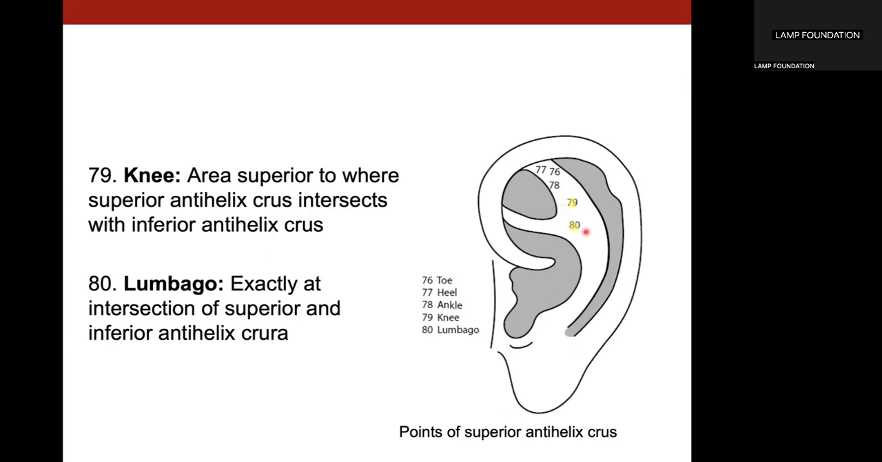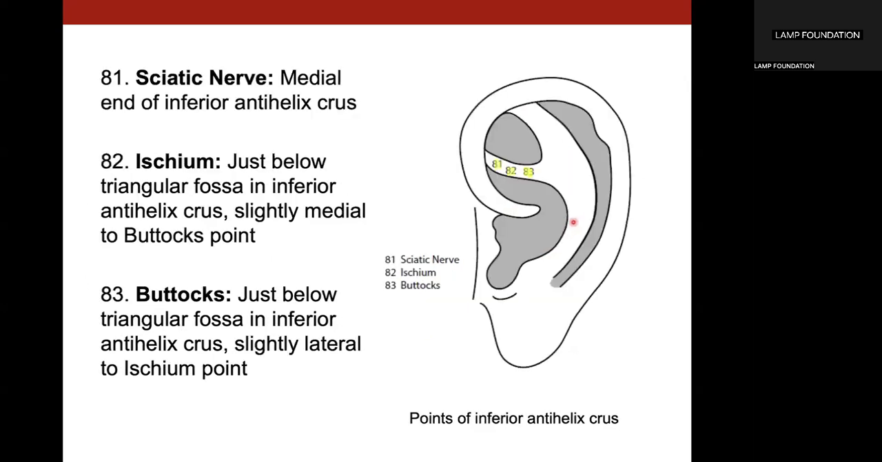80 is the lumbago point, exactly at the intersection of superior and inferior antihelix Crura. 81 is sciatic nerve, medial end of the inferior antihelix Crus. 82 is ischium point, just below the triangular fossa in the inferior antihelix Crus, slightly medial to the buttocks point. So 83 is the buttocks, just below the triangular fossa in the inferior antihelix Crus, slightly lateral to the ischium point.